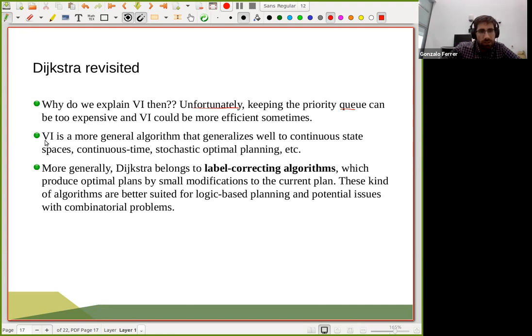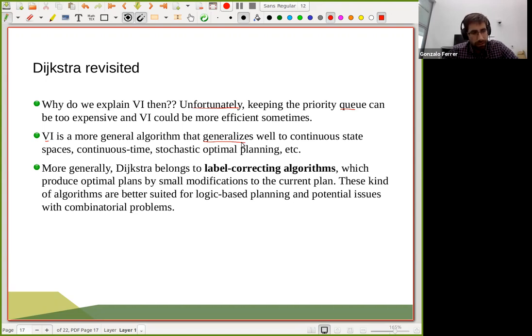Value iteration is also an algorithm that could generalize well to continuous state spaces, continuous time, stochastic optimal planning. So there are many follow-ups of just applying the principle of optimality that are not only for discrete cases. Discrete cases are the way for us to introduce them for the first time, but it's not the only one. It's going to appear in many other places.